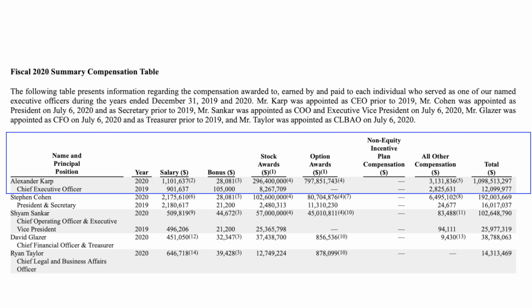Then there's all other compensation worth some $3.1 million for a total 2020 compensation of $1.9 billion. And that's for a company that hasn't shown a profit yet. Go try negotiating that package at your work.